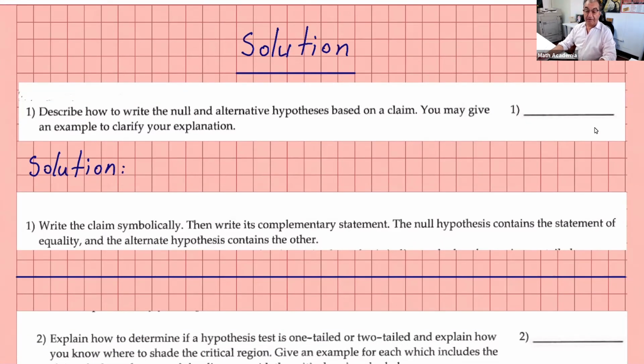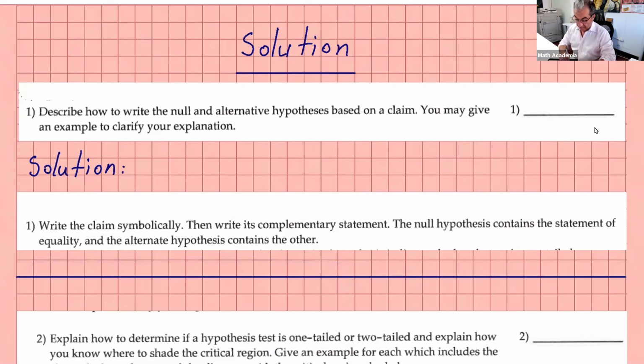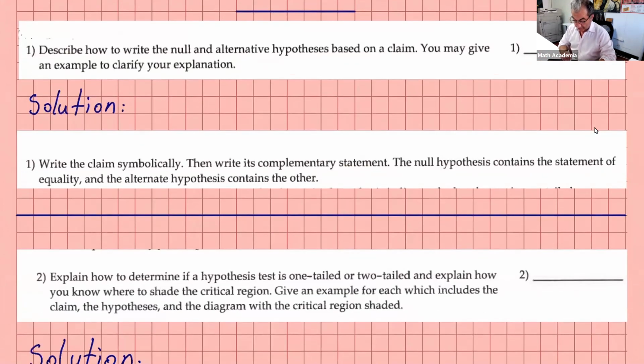The first three problems are just conceptual questions, and I just brought the solution here for you, but let's go over them anyway. Number one, describe how to write a null and alternative hypothesis based on a claim. You may give an example to clarify your explanation. But this is what we did in class and in the last lectures. You have it, but let me read the solution.